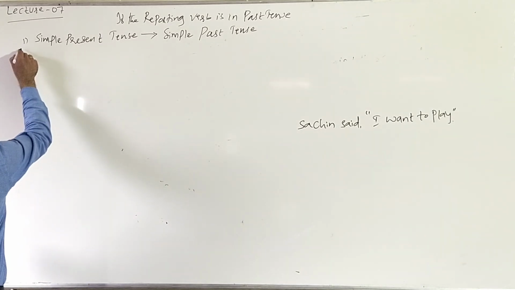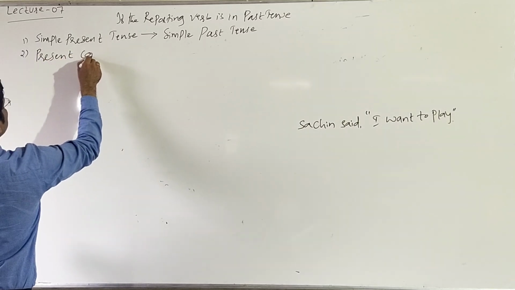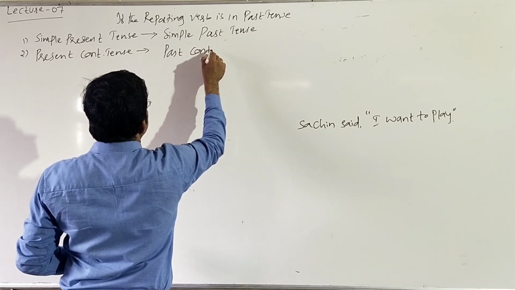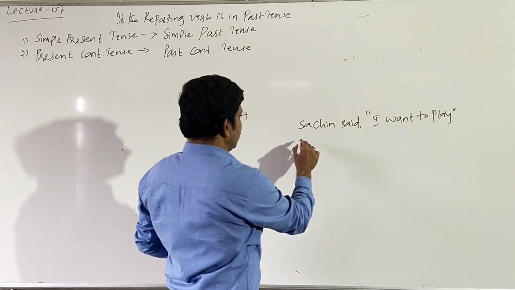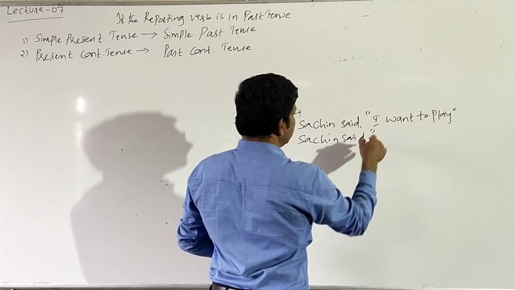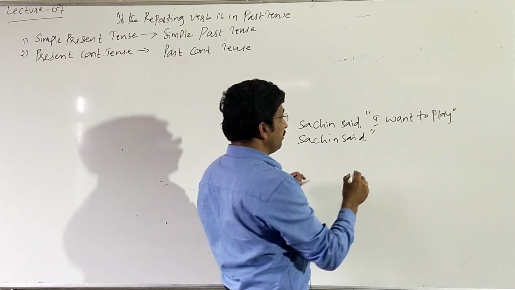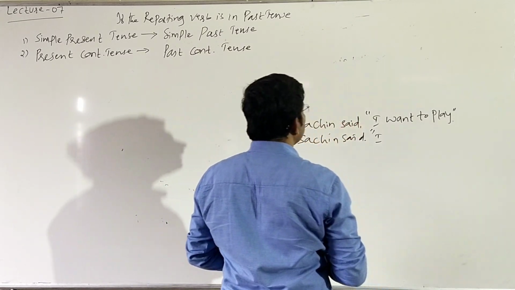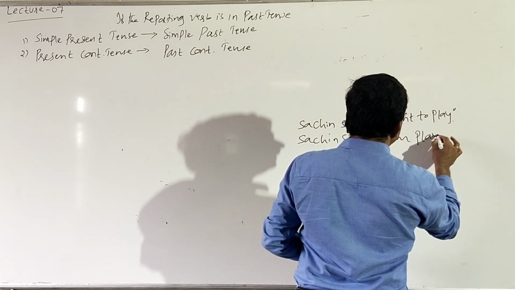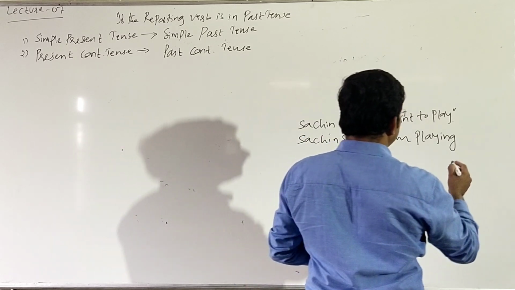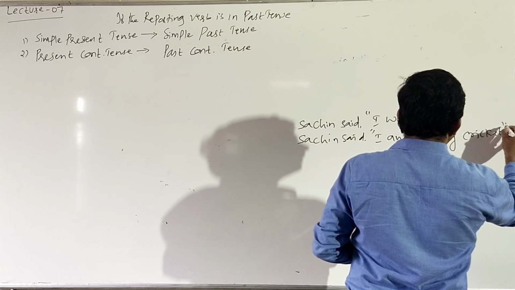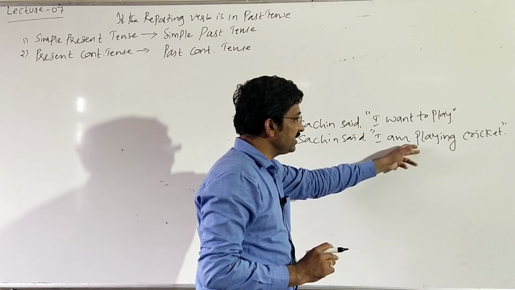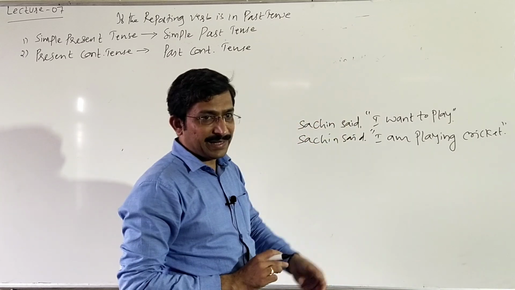Next, present continuous tense is changed into past continuous tense. Sachin said, "I am playing cricket." The sentence within the inverted commas is present continuous tense. Here we can change its tense form. We can use different sentences. Present continuous tense changes into past continuous tense. Sachin said that he was playing cricket.